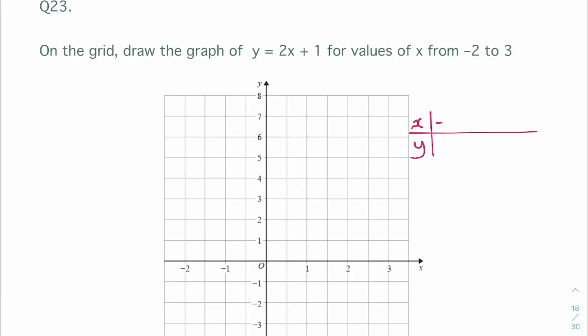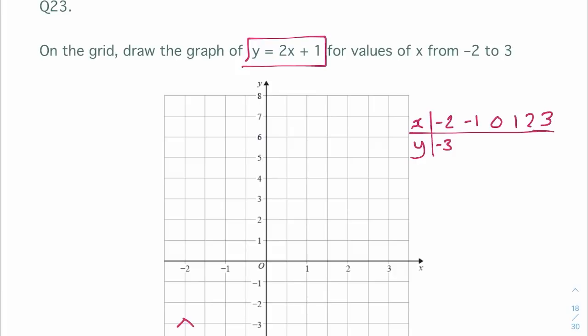So for the x values, we want -2, -1, 0, 1, 2, and 3. The equation says to get y, we just do 2x and then add 1. So we just want to double those x values and add 1. So -2 times 2 is -4, and then add 1. And you can just type these in on your calculator. So that comes out as -3. And there's our first coordinate, -2, -3, which is just there.